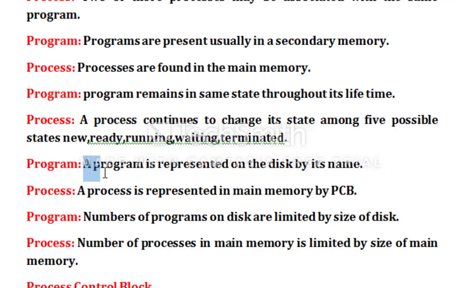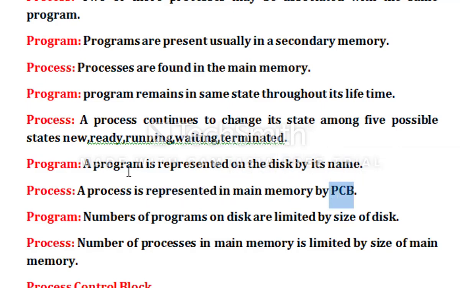Anytime when I create a program, I would like to keep some name for my program, so that I can easily find where I wrote the program and where I stored it. So I would like to search my file by keeping some name. Whereas a process is represented in the primary memory by its PCB.